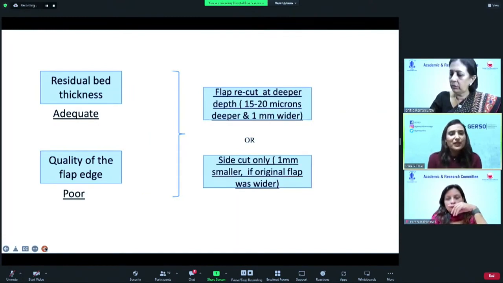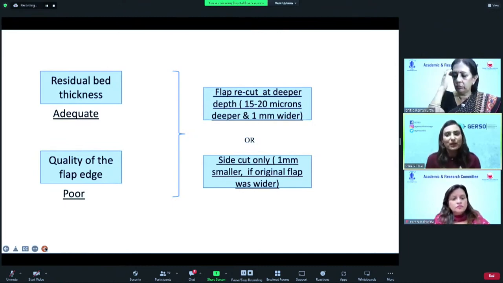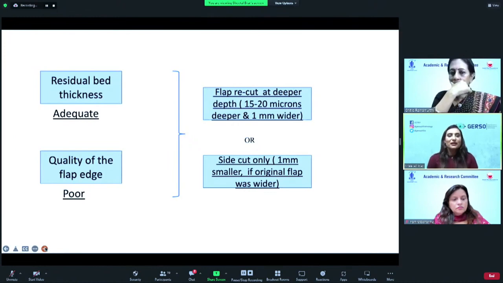On the other hand, if the residual bed thickness is adequate but the quality of the flap edge is poor, then you have two options. The first option is flap recut at a deeper depth. So you want to make a deeper flap which is at least 15 to 20 microns deeper and also wider, and then you lift the previous flap along with the new flap. So this is a possibility if RST is good, or you can also make only a side cut which is in the original flap but a little smaller, about 1 millimeter smaller than the previous flap.